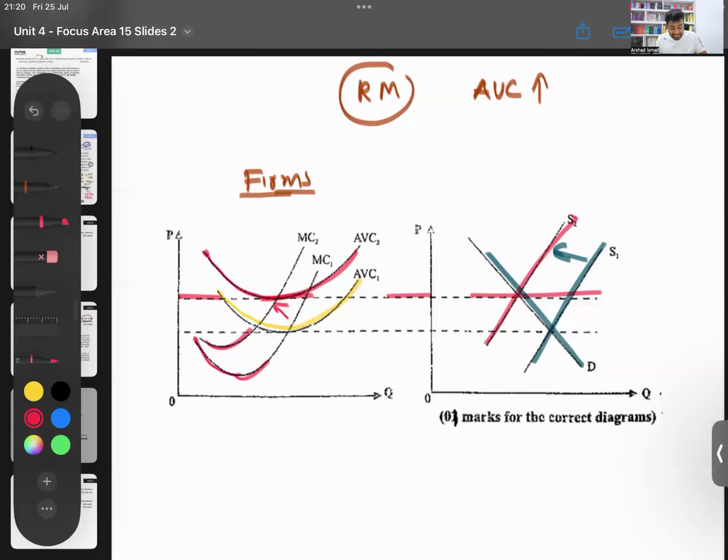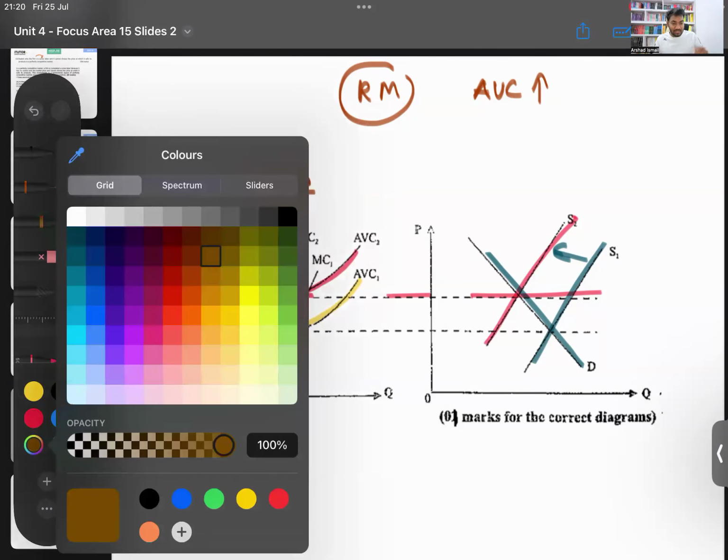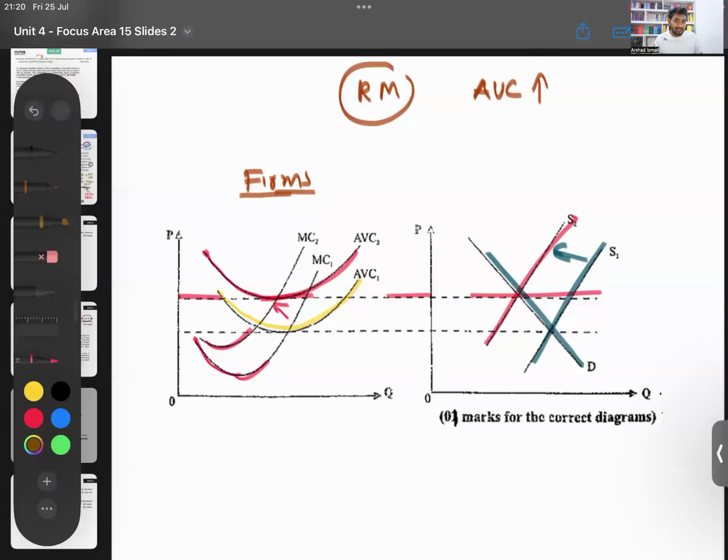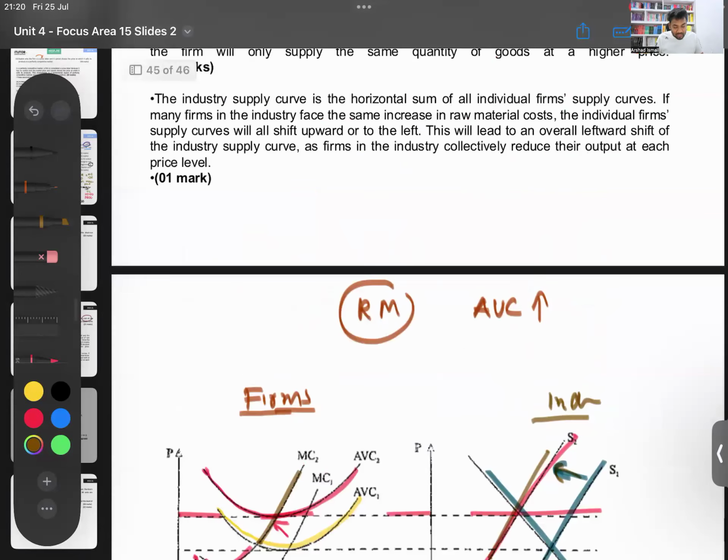So yes, they can connect this with a tax. They can connect this with a subsidy. That's what you have to know. So now if this is the individual supply curve, if all the individual supply curves are shifting, that means the market supply curve will also shift. Market means industry, the collection of firms. I would say that is a very good question. Put a star and keep learning.